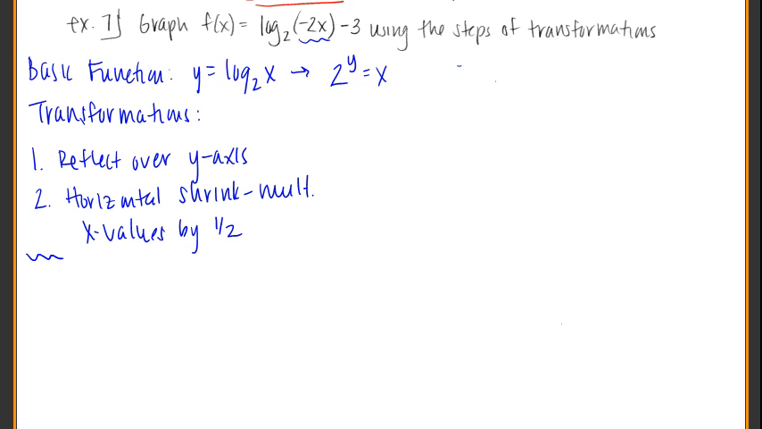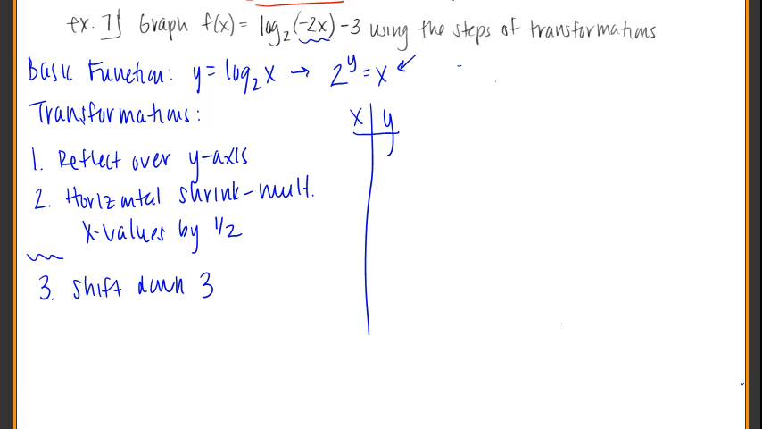The only thing that looks like it's affecting outside the function, which is vertical movement, would be the -3. So we're going to shift down 3. Okay, let's do our t-charts. The first basic t-chart's going to be off of this main equation right in here. Again, pick the y values, -2, -1, 0, 1, and 2, and plug them in.